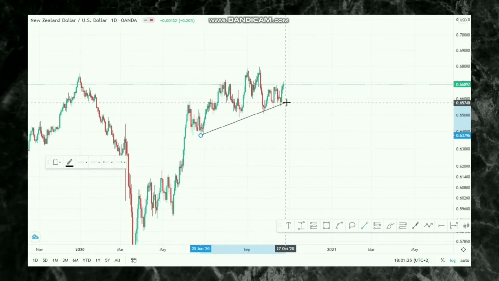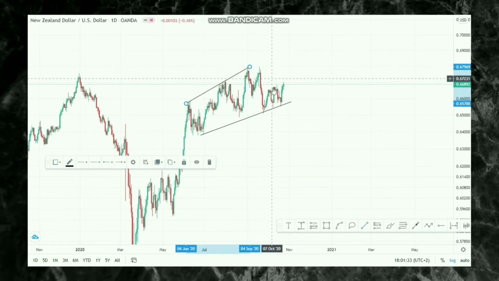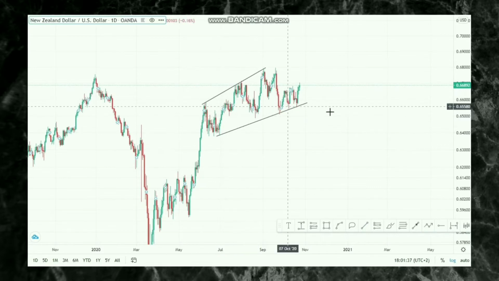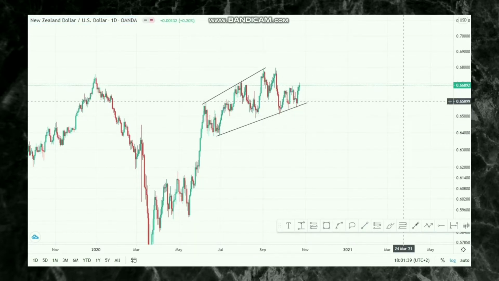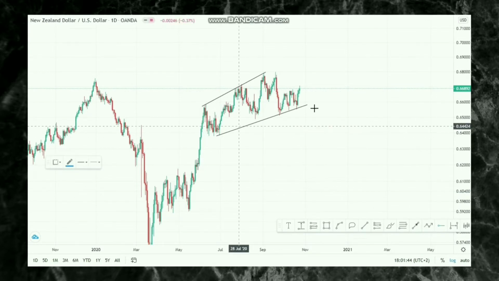It's been correcting respecting this trend, also respecting this upside trend. So it's been moving in a bullish flag. So a consolidation either signals a trend reversal or a continuation. So we need to dive into smaller time frames in order to understand the pattern so that we can understand where it can possibly go from here, either a trend reversal or a continuation.